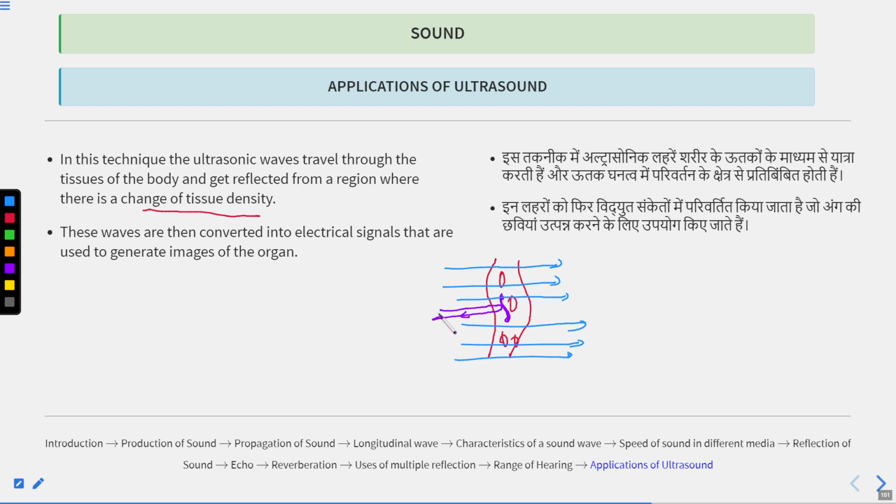We will take the image of this reflected ray and can see the defect inside our body. These waves are then converted into electrical signals that are used to generate images of the organ, and that's how an image is generated of our organ. Is it clear, class? So it is the third application of ultrasound, which helps to detect the internal abnormality of our body.